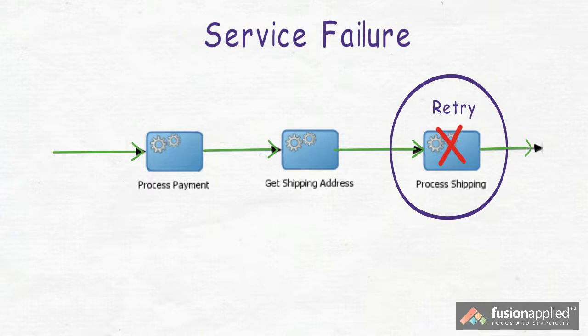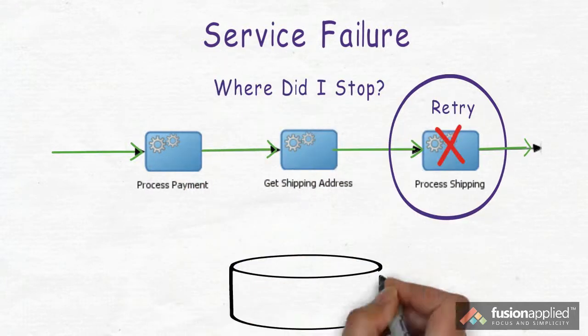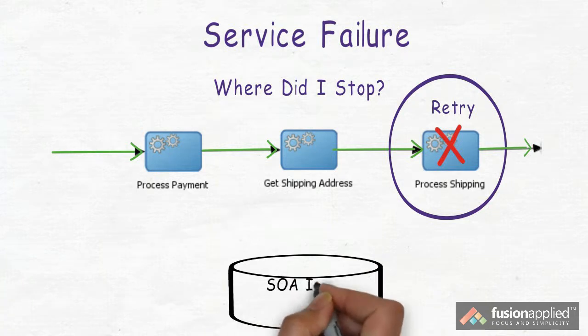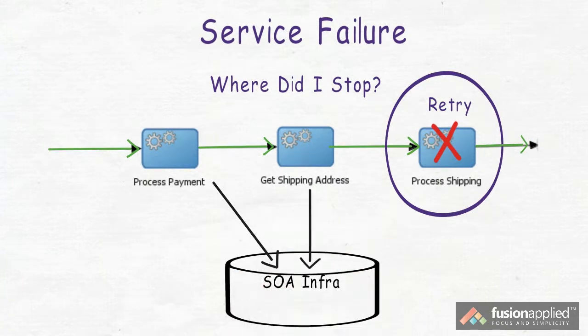To do the recovery, BPM needs to keep track of where it is in the process so that it can pick up from where it stopped. It keeps track of this by committing the state of the activity and the BPM instance in the SOA infra database. This process is also called dehydration.